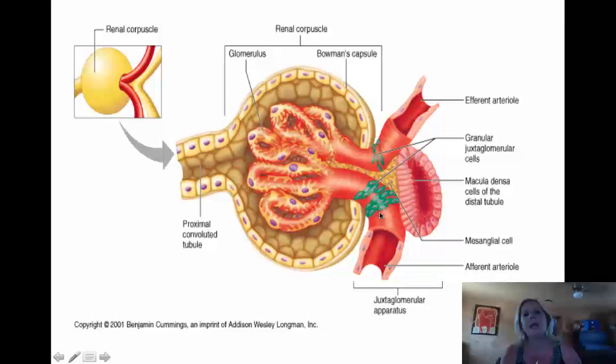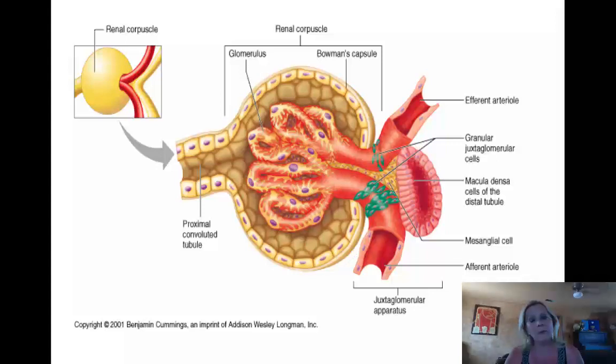And we have within this region baroreceptors, and these baroreceptors are going to detect changes in blood pressure in the afferent arteriole. And the juxtaglomerular cells are then going to secrete an enzyme called renin, which mixes with angiotensinogen to convert it to angiotensin 1. And then angiotensin converting enzyme, or ACE, converts that to angiotensin 2. And then angiotensin 2 attaches to the adrenal cortex, which then makes aldosterone. And then we have sodium reabsorption.